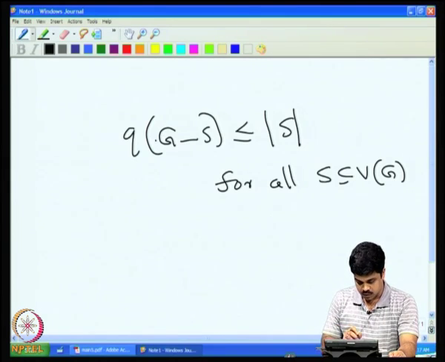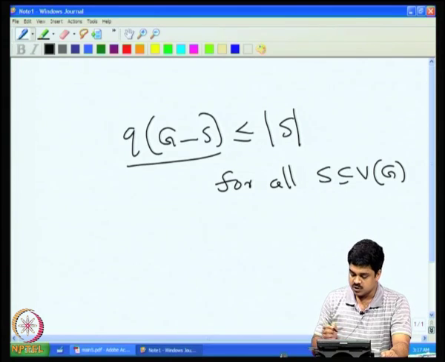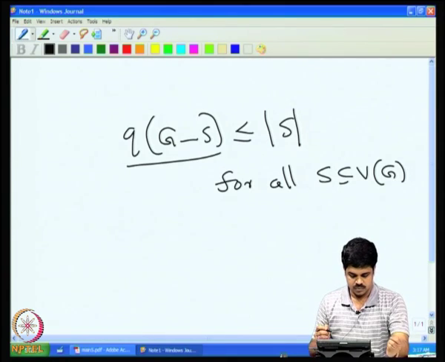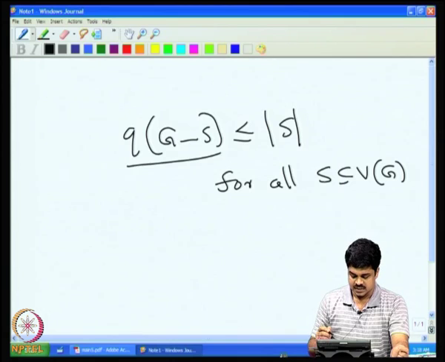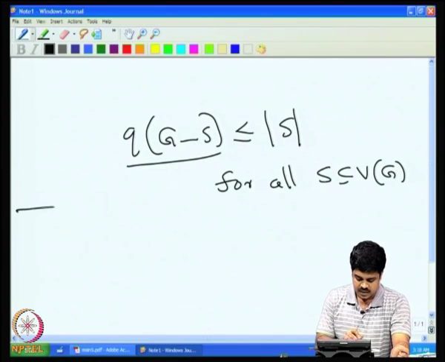Because if Q of G, the number of odd components, was greater than S, then there will be at least one odd component in which one of the vertices will not get a partner from S. So, therefore, we will not have a perfect matching. The other way was more serious, and it required a more sophisticated proof, that is to prove if there is no perfect matching in the graph, then there is always a bad set. That means there is a set S which violates this condition, such that Q of G minus S is greater than S. This proof we did in the last class.